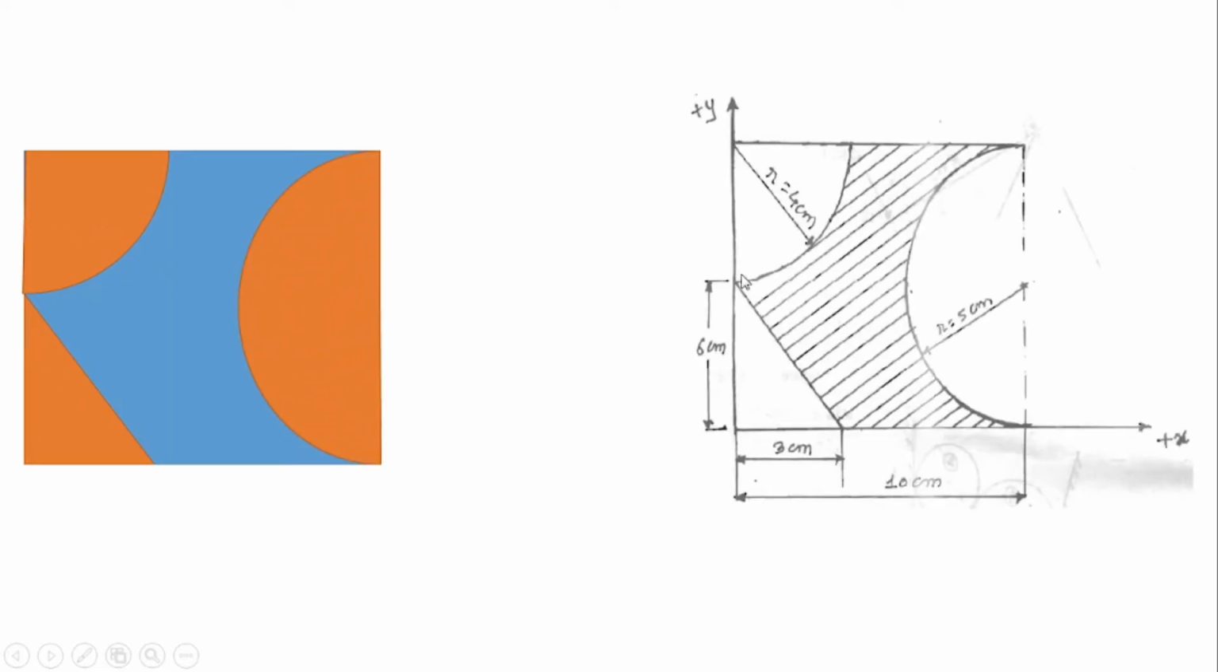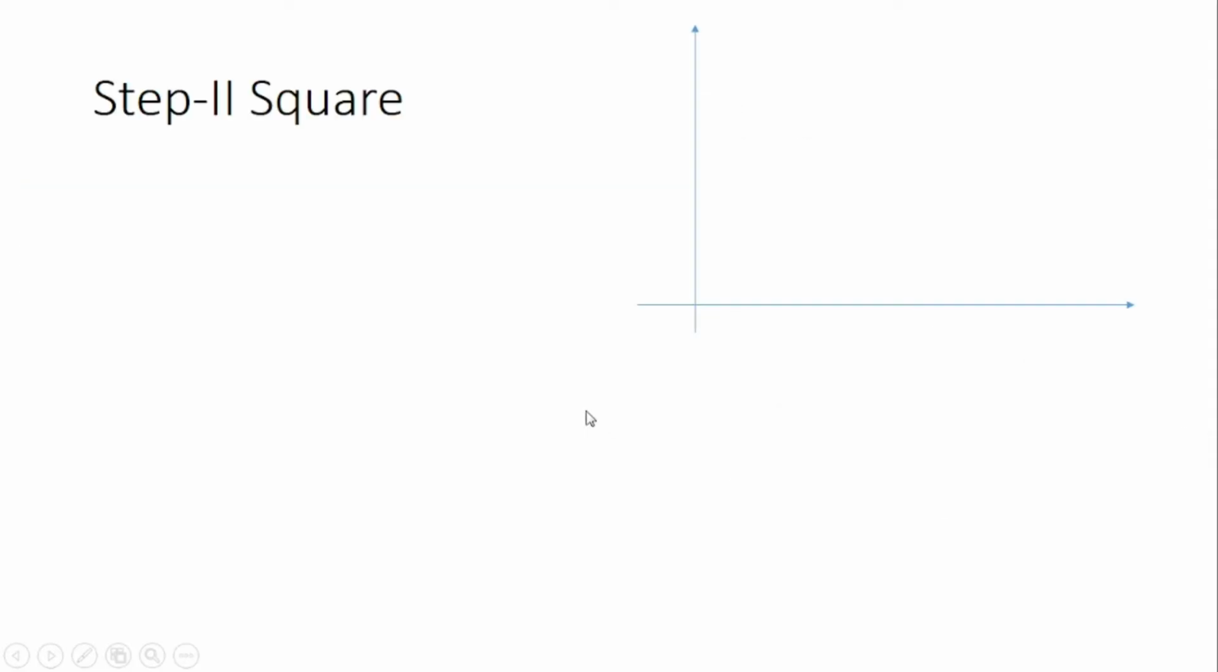So this is the basic square shape that we have got. We'll subtract the triangle from this square. After that we'll subtract the quarter circle, and at the end we'll subtract the semicircle. So we'll get the exact shape as mentioned in the question. Clear? Now we'll go to step number 2.